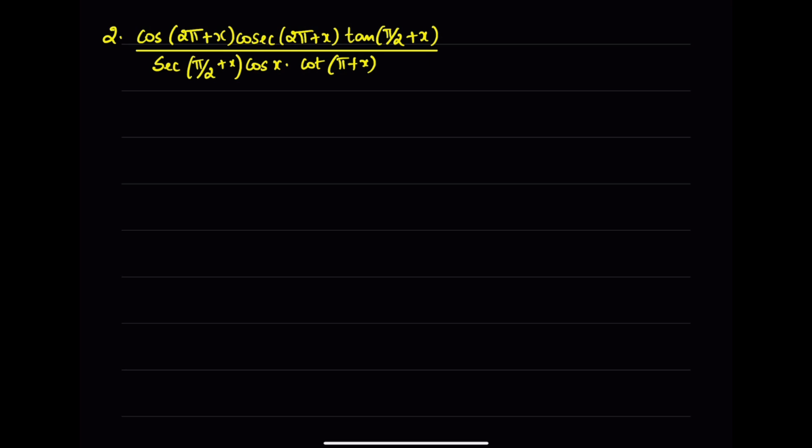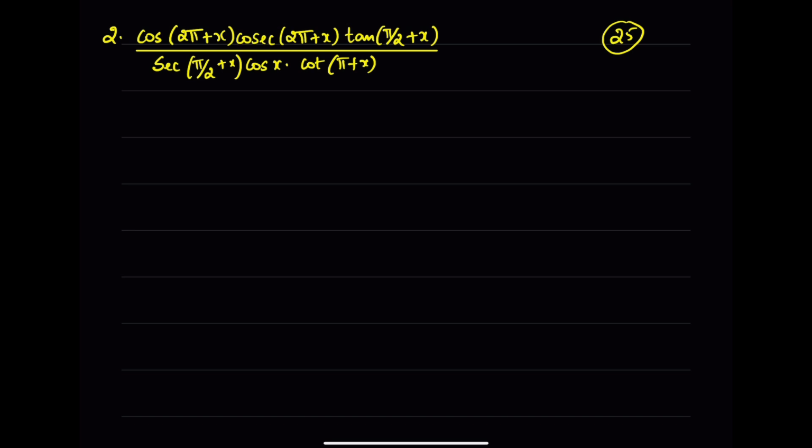In the second question, we have to find the value of cos(2pi + x) cosecant(2pi + x) tan(pi/2 + x) divided by secant(pi/2 + x) cos(x) cotangent(pi + x). If you're not aware of how to solve these questions, please start to watch from video number 25. In those videos, we have clearly discussed how to approach these problems, and every trigonometric function and its behavior in different quadrants has been discussed. So please watch those videos.